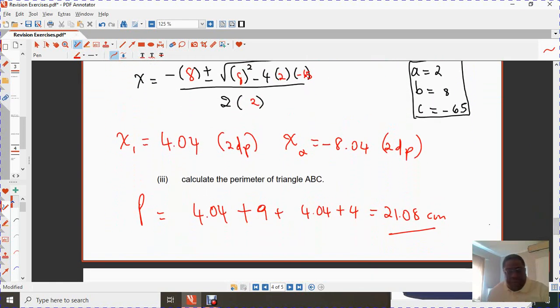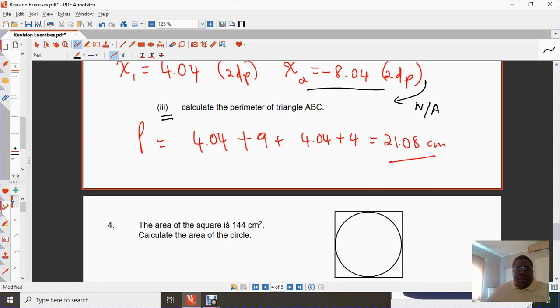Just make sure that whenever you are using this, you do not use the negative value, because the negative value there will not make any sense, because again, perimeter, distance, cannot be negative. So in this particular case, you're not going to consider that when you do this part of the question.